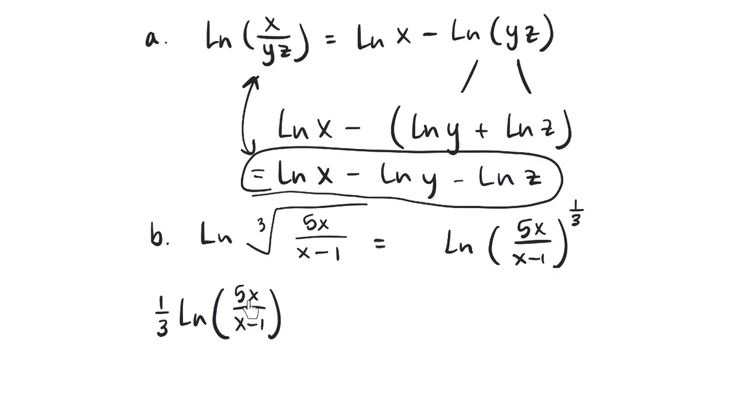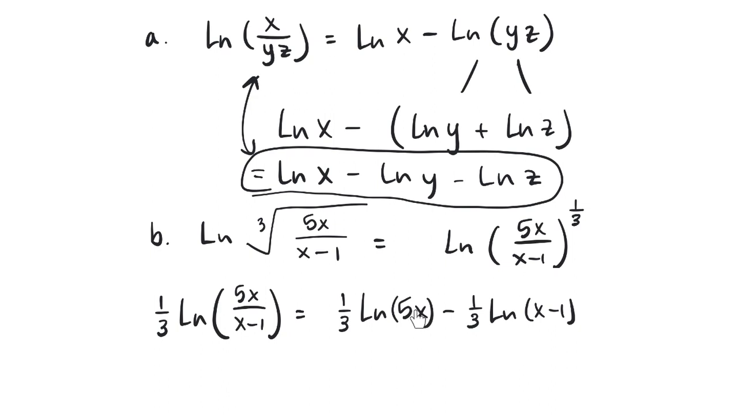Now I have a quotient that can be expanded using the quotient rule. So I'm going to create two logarithms separated by a minus sign. Now this coefficient of 1/3 is going to carry over to both of the newly formed logarithms. So it's going to be 1/3 times the natural log of 5x minus 1/3 times the natural log of x minus 1.